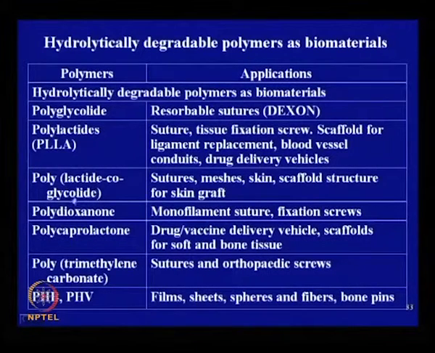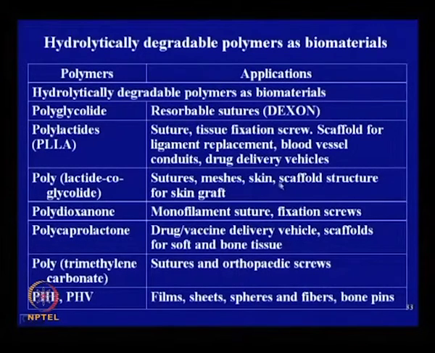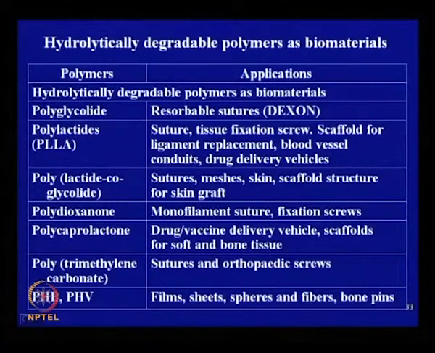It is a copolymer, lactide and glycolide copolymer. Sutures, meshes for hernia repairing, skin scaffold structure or even skin graft. Polydioxanone, monofilament suture, fixation screws. Screws are made from this polymer. You have seen the photograph of the screws used for bone fixation. Polycaprolactone is a good biomedical polymer, although it is a little expensive. This is used in drug delivery, in vaccine delivery vehicle, scaffolds for soft and bone tissues.